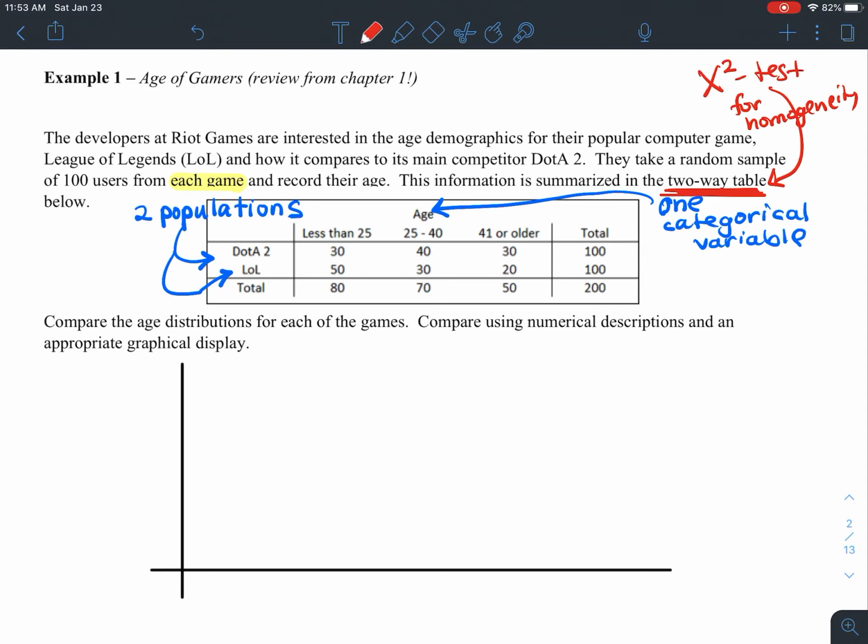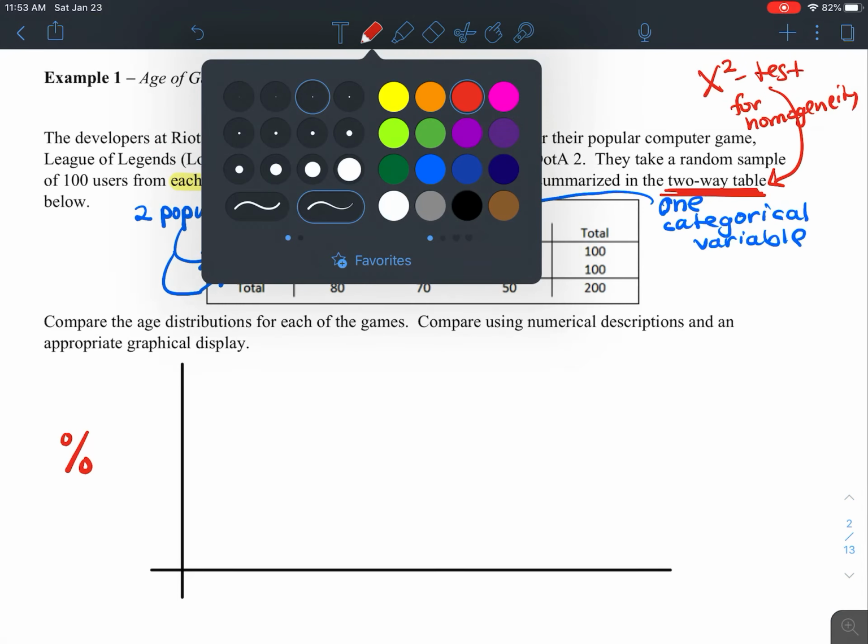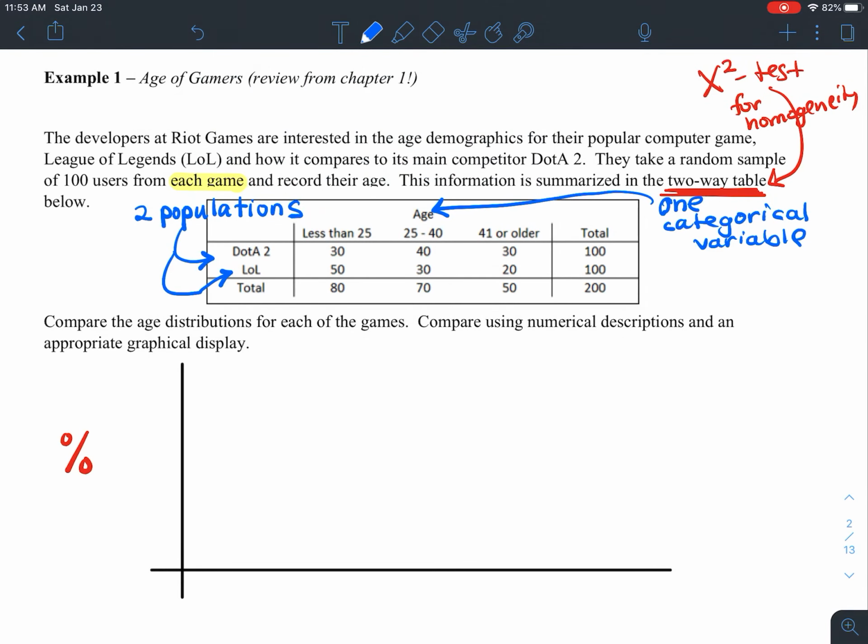Now, if you're actually going to try to properly compare these 2 populations, you need to make sure that your y-axis is not the counts, it's not frequency, but it needs to be the relative frequency, which needs to be the percentages, because oftentimes your samples are not the same size from each population. Now, it just so happens in this example, we do have 100 in the sample for .A2. We also have 100 in the League of Legends sample. So it just so happens that those 2 samples were the same, but they don't have to be the same, and that's why we always want to try to convert things into percentages.